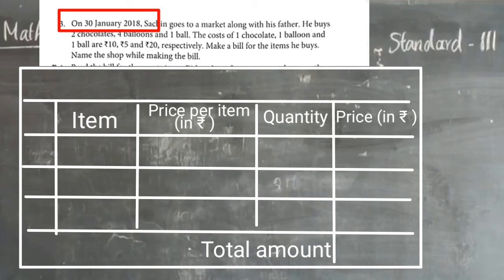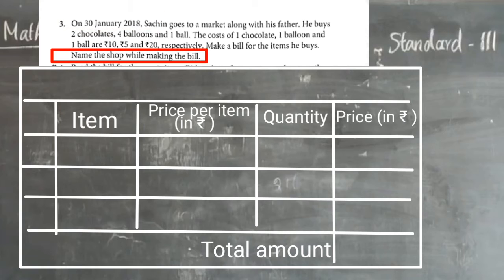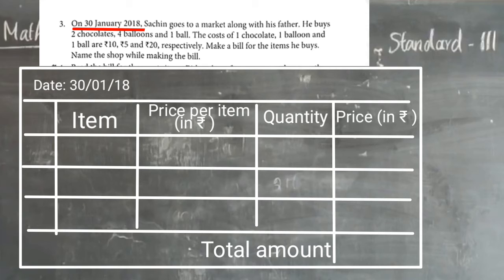We have to give the date also, and we have to name the shop for this bill. So first we can write the date in the tabulation. First we have to write the date. So what is given there? On 30 January 2018. So in between that date, you know the date format, no? So we have to write as 30, and you can give hyphen or slash or dot in between the date. So 30, 01 and 18. So this is the date there, and later we can give the name for that shop.